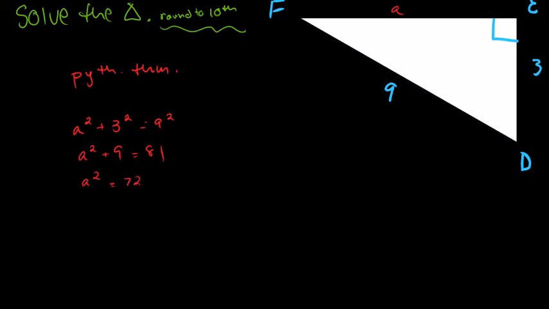You're left with 72. Take the square root of both sides. Square root of 72. And let's go ahead and round to the tenth. It's going to be about 8.5. So this side is about 8.5. Alright, I've got 3 sides. Now let's go ahead and find one of the angles.